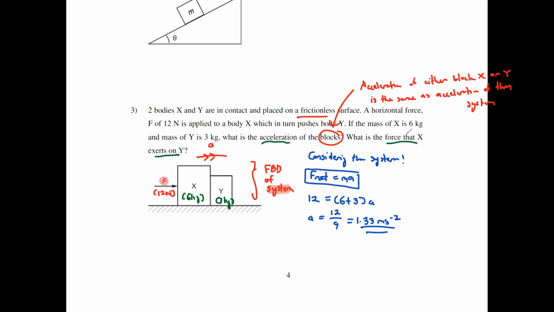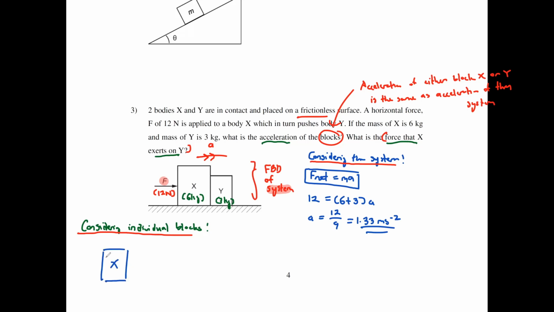Now the question asks, what's the force that X exerts on Y? This is where you will need to break down the blocks into individual objects. If the first approach was considering the system, the second will be considering individual blocks. If I consider individual blocks, block X would be something like this.